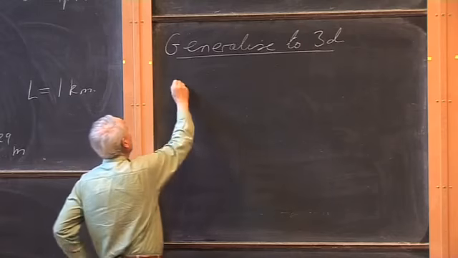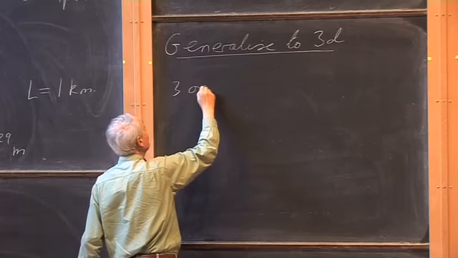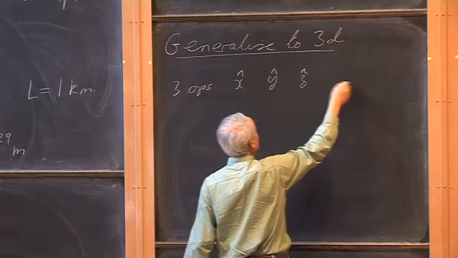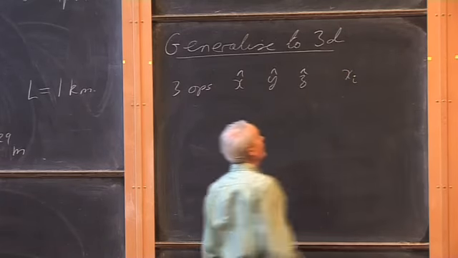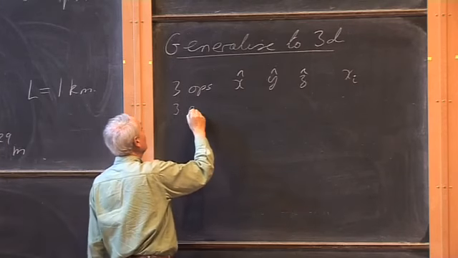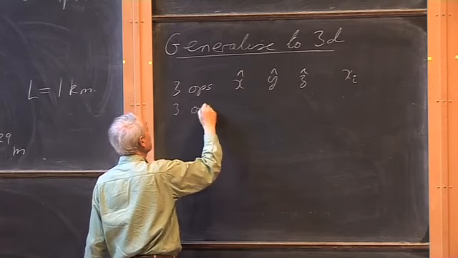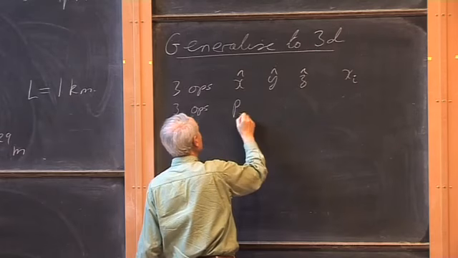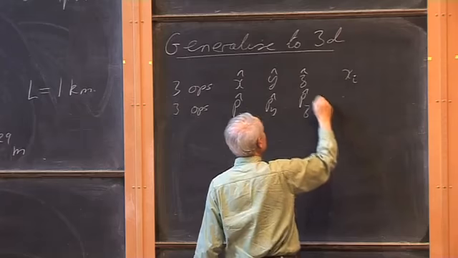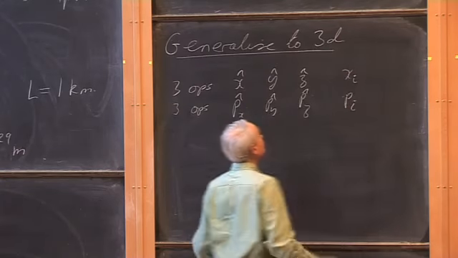We now have 3 position operators, X, Y, and Z, also known as x_i, all right? And we have, of course, 3 more operators, the momentum operators p_x, p_y, and p_z, also known as p_i.